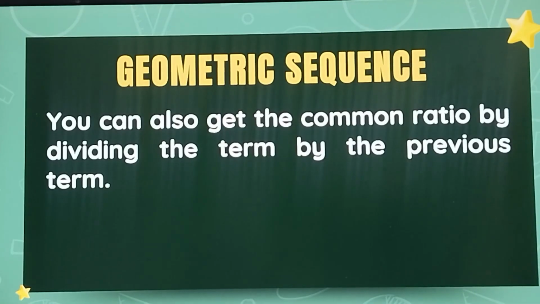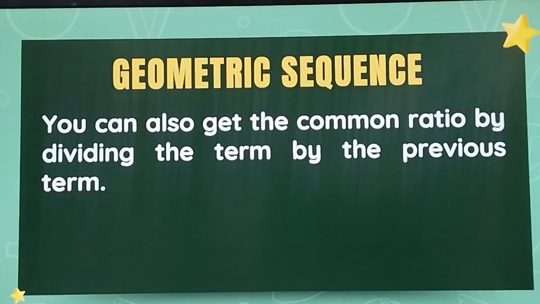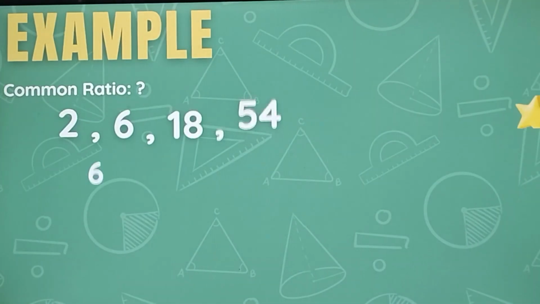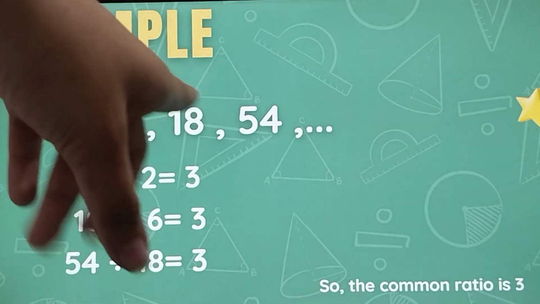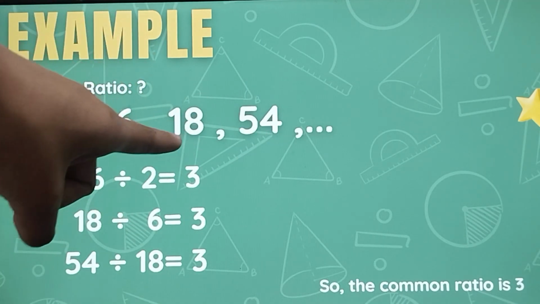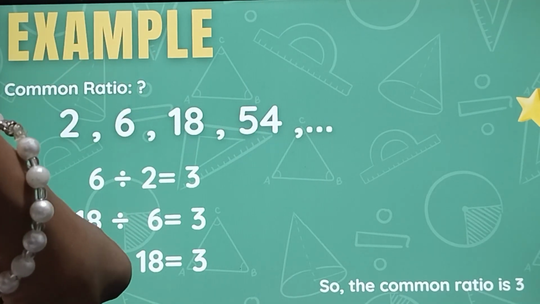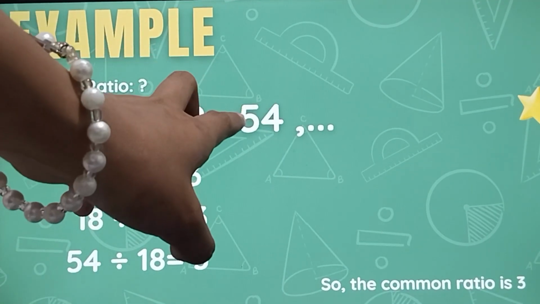In a geometric sequence, you can also get the common ratio by dividing a term by the previous term. For example, we have 2, 6, 18, and 54, and we need to find its common ratio. So we divide the current term by the previous term. Let's start with 54. 54 divided by 18 is 3. So 3 is their common ratio.